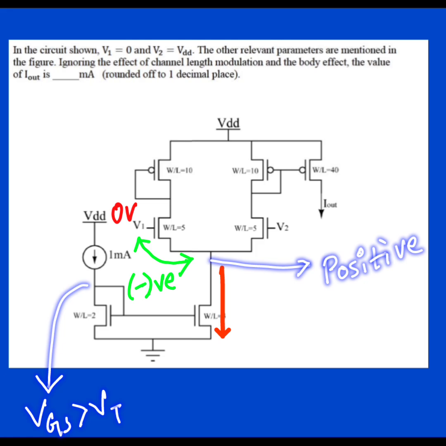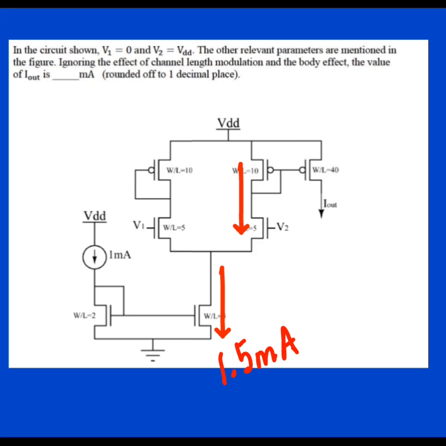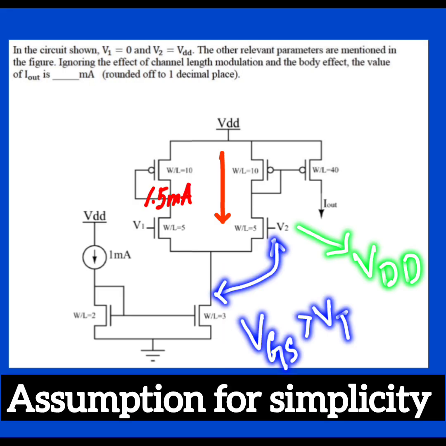Okay, so the left half of this differential amplifier, you can just remove, because there will be no current flowing through this PMOS, which has a W by L ratio of 10, and this NMOS, which has a W by L ratio of 5, where your gate is already connected to 0. So this is not possible. So your entire 1.5 milliampere is just going to flow through the right part, where you see a PMOS with W by L ratio of 10, and underneath it another NMOS with W by L ratio of 5, and your V2 is connected to VDD. So the entire 1.5 milliampere current is flowing.